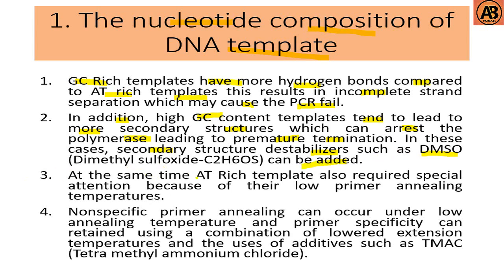At the same time, AT-rich templates also require special attention because of their low primer annealing temperatures. Non-specific primer annealing can occur under low annealing temperature, and primer specificity can be retained using a combination of lowered extension temperatures with the use of additives such as TMAC, that is tetramethyl ammonium chloride.